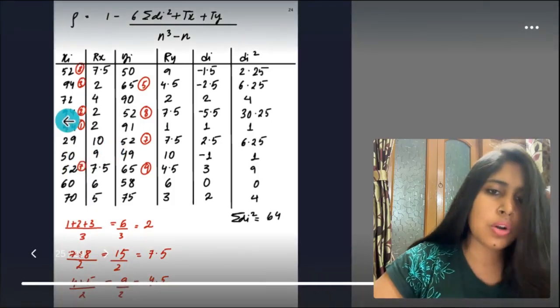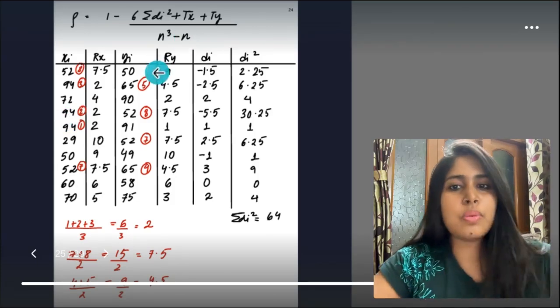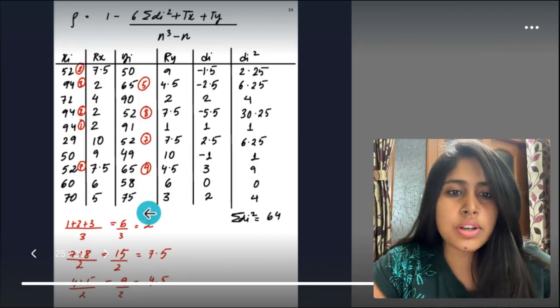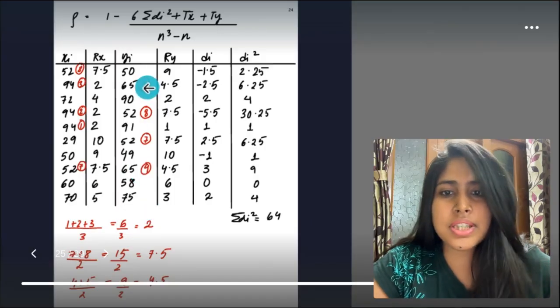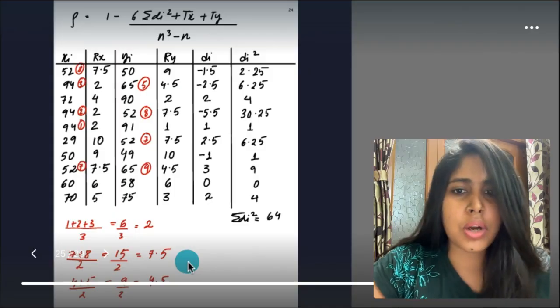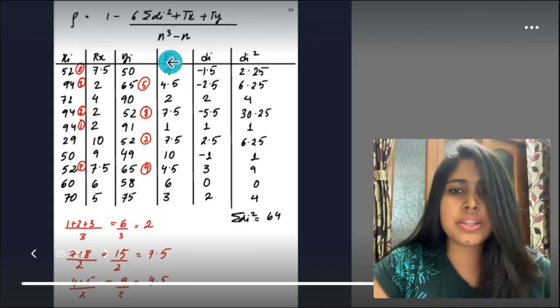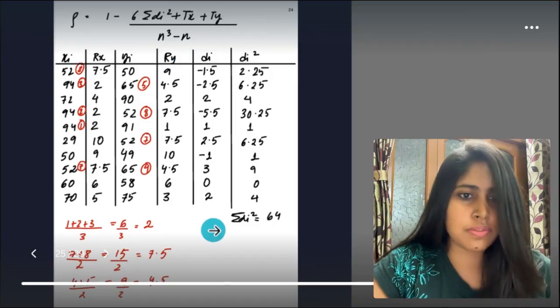Okay, now we do the same thing for yi too. So for yi, we have two tied cases, which are 65 and 65, and 52 and 52. We do the same for ry, and then we calculate the value of di, which is rx minus ry. We calculate the values and fill up the column.